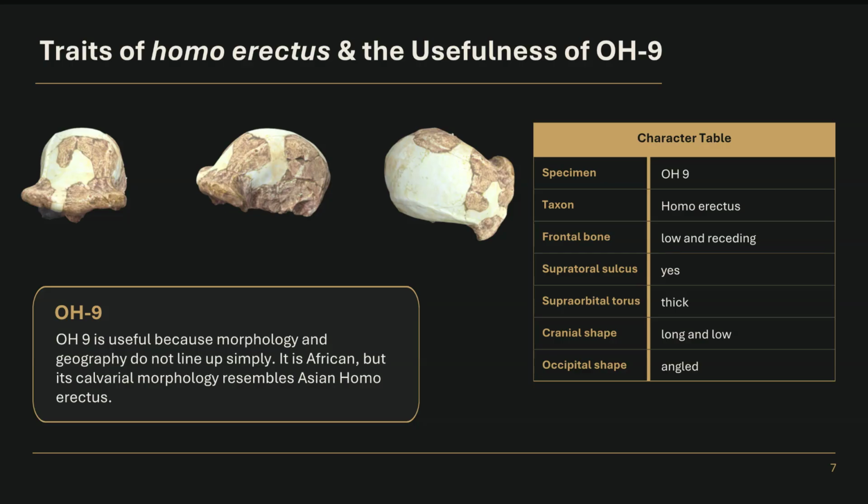The most careful interpretation is that traits often associated with later East Asian Homo erectus were also present within broader African erectus variation. OH9 should not be used as evidence for early Homo sapiens, Neanderthal-like status, fossil distortion as a primary explanation, or direct replacement of African populations by East Asian erectus. Its value lies in demonstrating that regional morphology does not always map neatly onto geography.